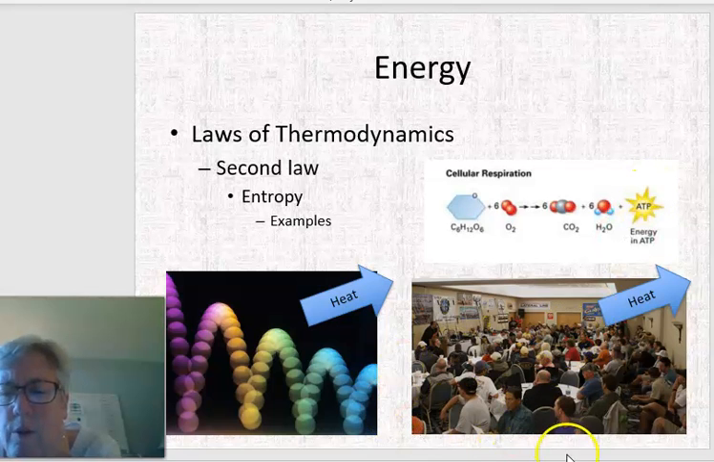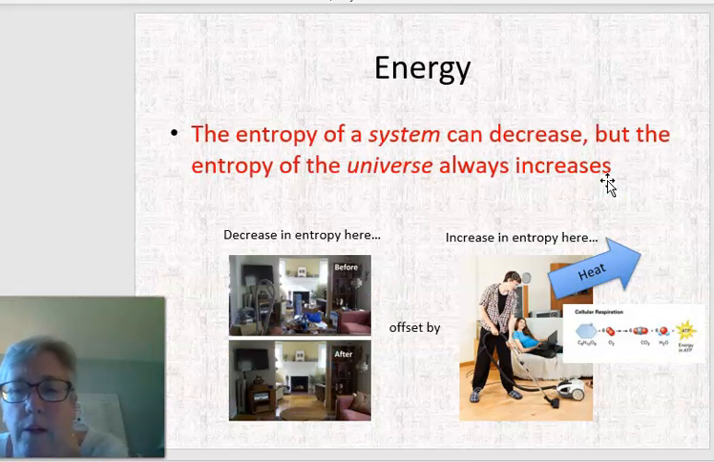And honestly, I don't know what all these people are doing eating lunch. I guess they're all sitting there eating lunch together and it's crowded. This is clearly a pre-COVID picture. And they're all giving off heat. So the universe in this room is becoming more disordered because all these people are sitting there breathing and I guess they're sweating. Okay. All right.